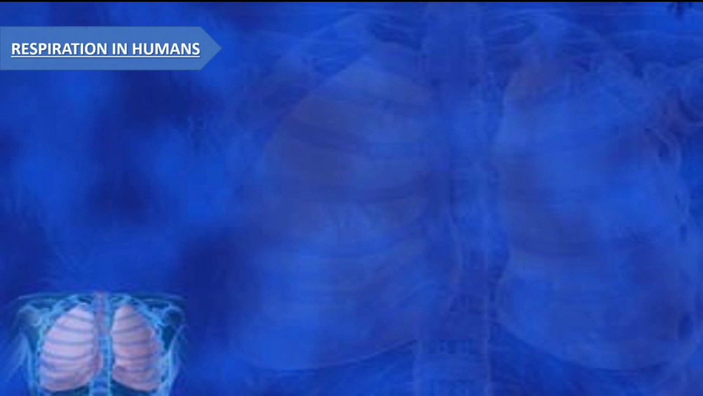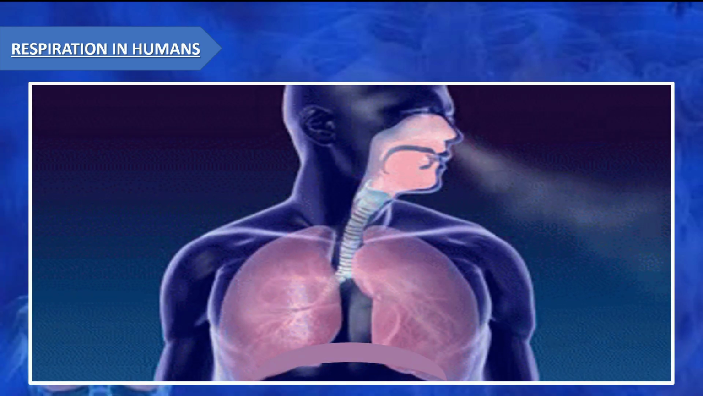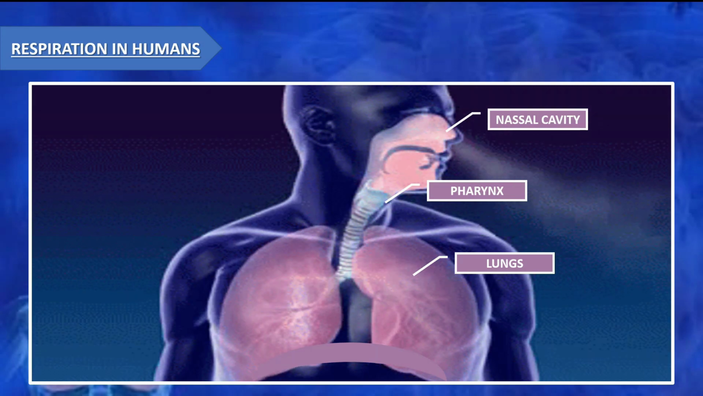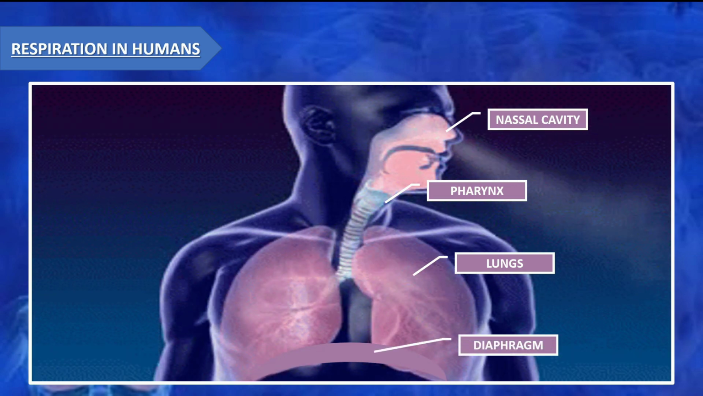Now let us see the process of respiration in humans in more detail. When we inhale, the air passes through our nostrils into the nasal cavity, and from the nasal cavity the air reaches our lungs through the pharynx. Our lungs are present in the chest cavity. This cavity is surrounded by ribs on the sides, and a large muscular sheath called the diaphragm forms the floor of the chest cavity. So breathing involves movement of the rib cage and diaphragm.